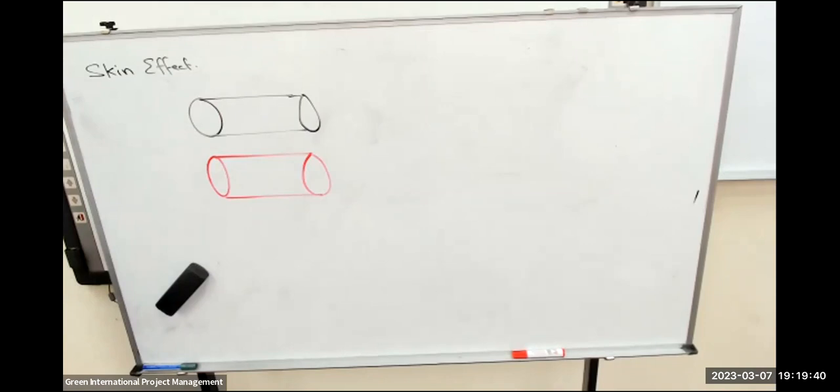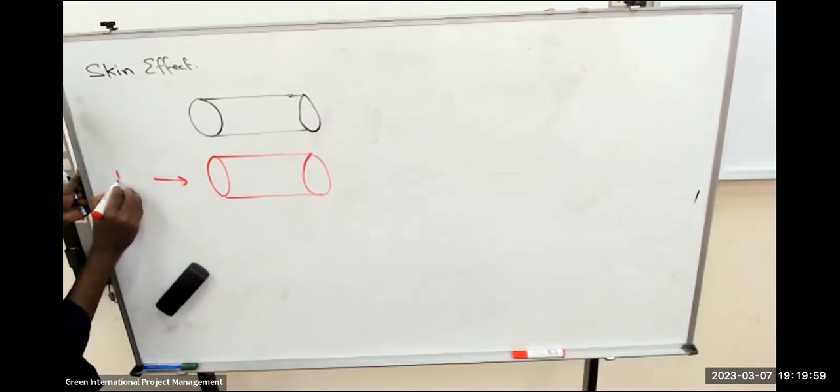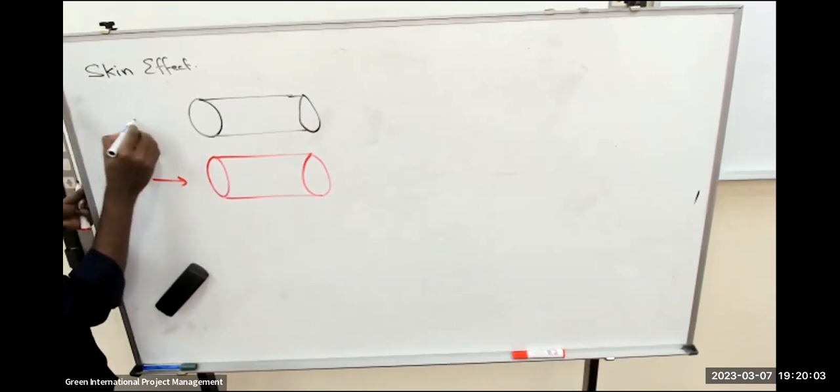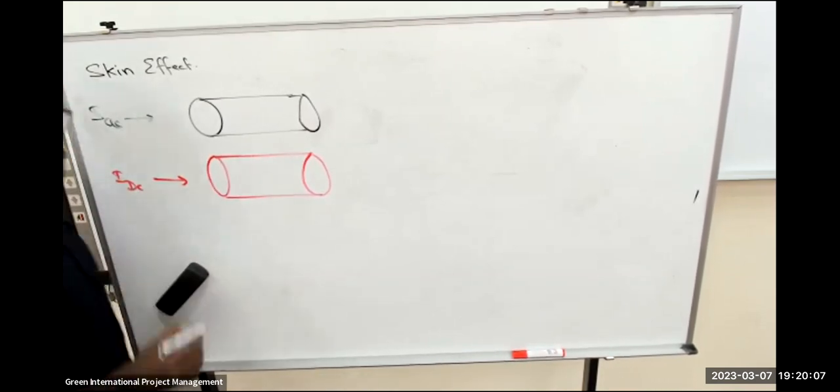So we have two wires, one is a black wire and the other a red wire. Both wires have the same length, same cross-sectional area, and are made of the same material, which means both wires have the same resistance. Now we are giving the red wire a DC current and the black wire an AC current.